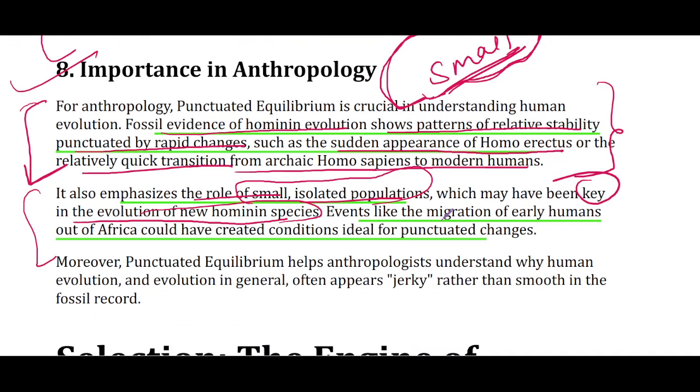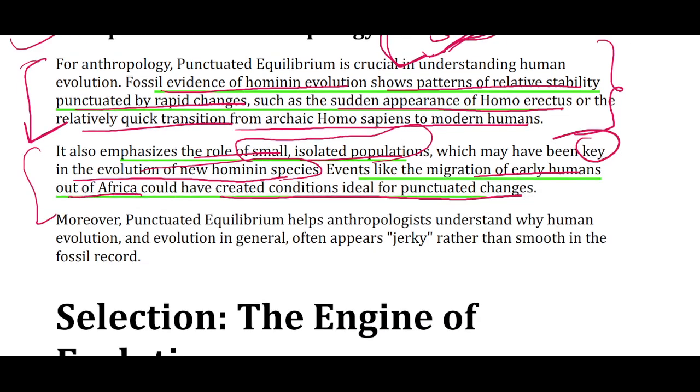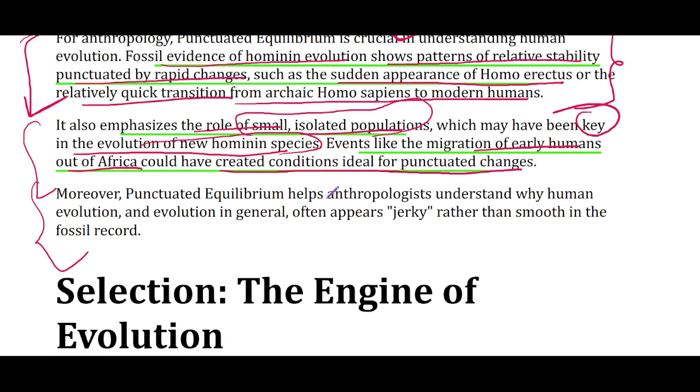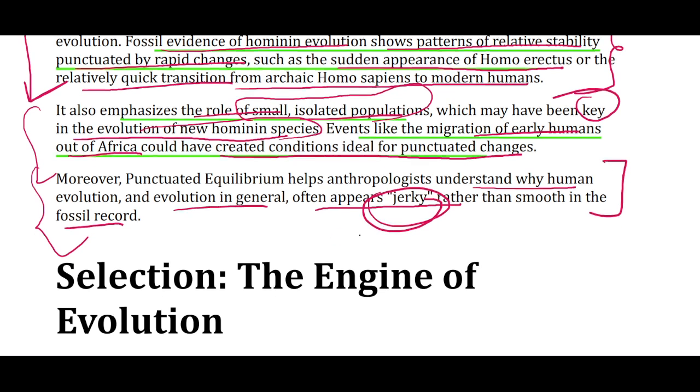Then events like migration of early humans out of Africa could have created conditions ideal for punctuated changes. So finally, moreover, this equilibrium helps anthropologists understand why human evolution and evolution in general often appears jerky rather than smooth in fossil records. Jerky here means the same: stasis followed by rapid event, then stasis.